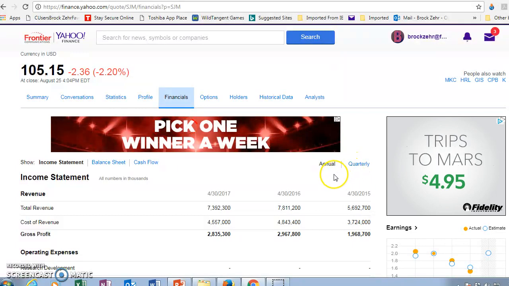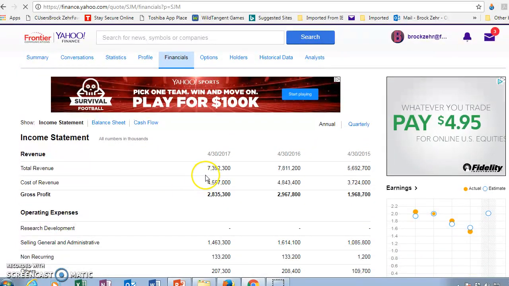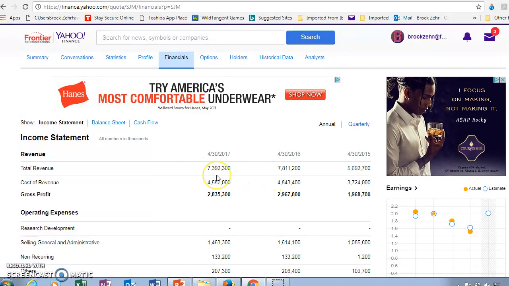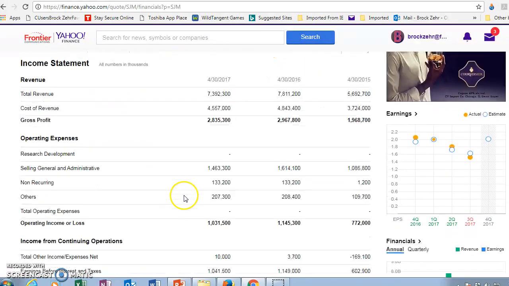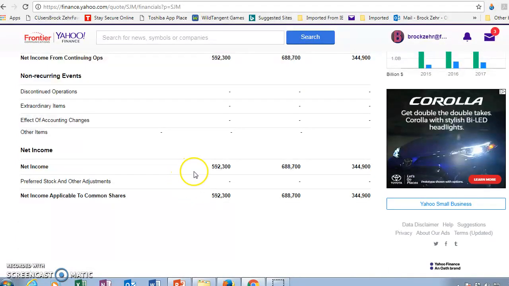For your assignment, you're to get the most recent annual revenue for your company. If your company was Smucker, your annual revenue would be right here, and you'll notice the numbers are stated in thousands, which means that you need to add 3 zeros to the numbers that are stated. So Smucker's revenue, which would be their sales, was $7.392 billion during the year ended April 30, 2017. Then if we scroll down, we've got their expenses, operating expenses, and another thing for your assignment is net income. Their annual net income was $592 million, because we would add 3 zeros to that.